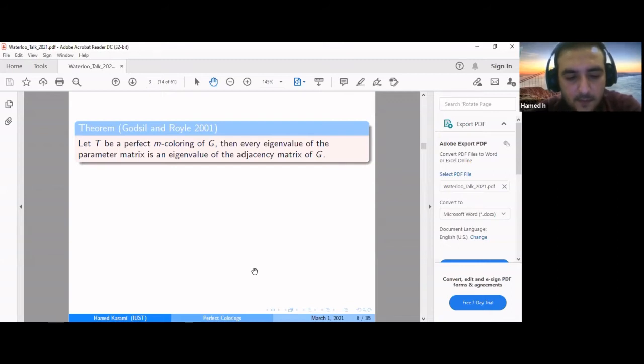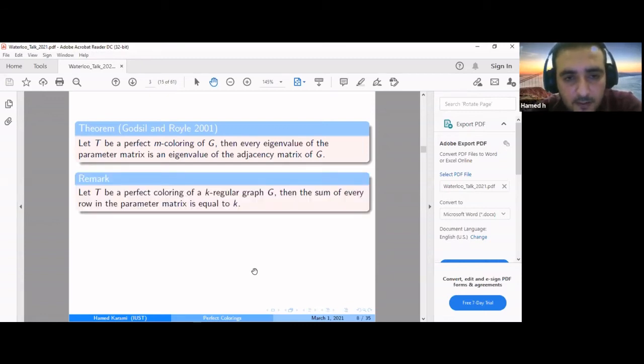Here we give some important and interesting remarks and theorems about perfect m-colorings. By these theorems, we can show that there are no perfect colorings with a certain matrix. It's a beautiful theorem whose proof can be found in Godsil and Royle, 2001. Let T be a perfect m-coloring of G, then every eigenvalue of the parameter matrix is an eigenvalue of the adjacency matrix of G.